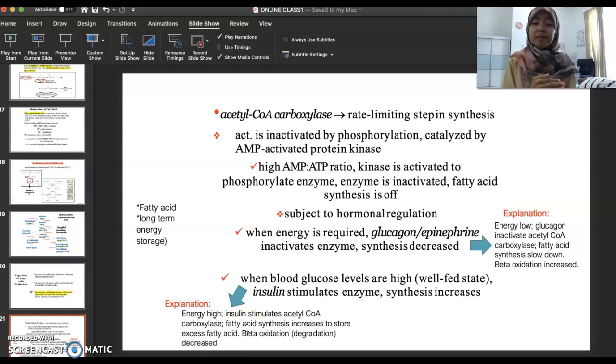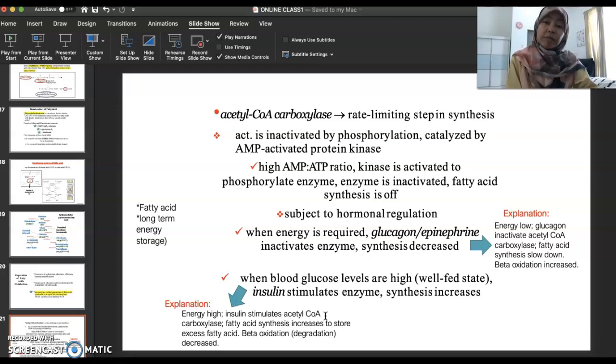So fatty acid kita kena store. Kita kena produce more fatty acid untuk store sebagai long term energy storage. So beta oxidation will be decreased. Okay, so saya harap students kamu boleh faham this kind of condition in metabolism. Sama juga dalam carbohydrate metabolism yang kita dah go through sebelum ni.